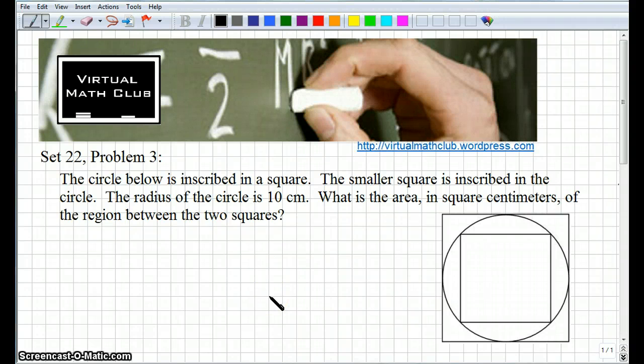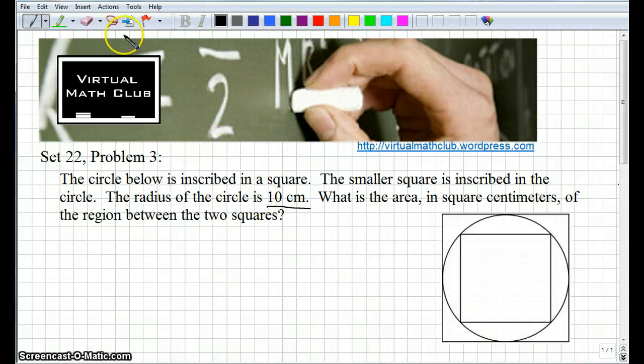Alright, problem number 3. We have this square with a circle inscribed in it, and then we have a square inscribed in that circle. And we're told that the radius of the circle is 10 centimeters. And the question is, what is the area in square centimeters of the region between the two squares? So we're talking about all this region here.